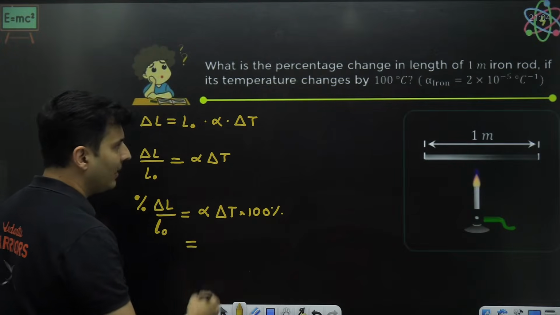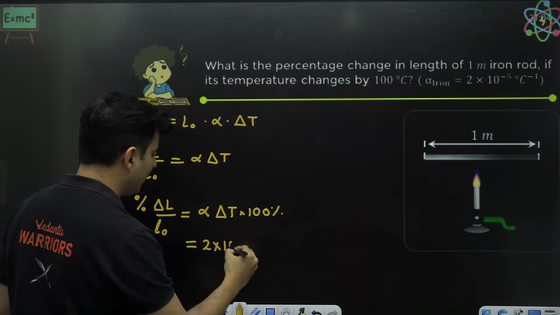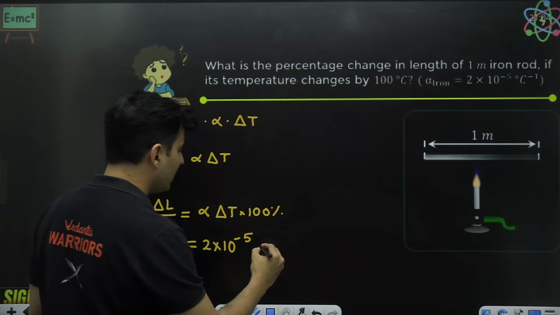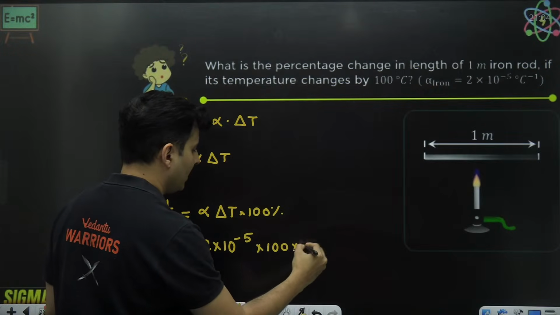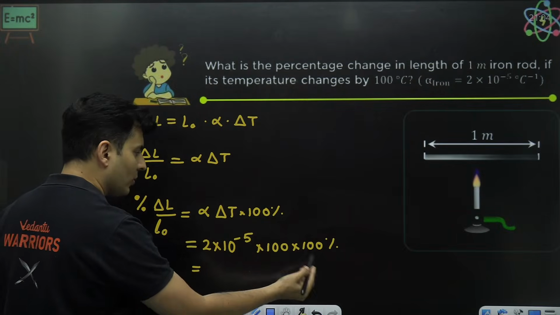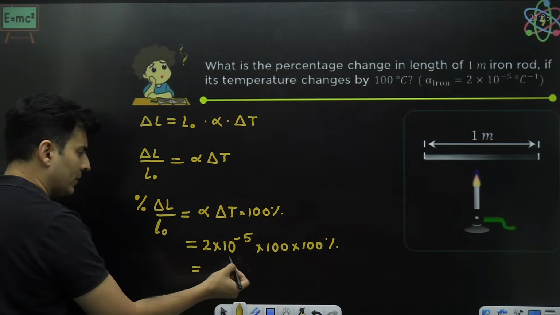So the value of alpha is 2 multiplied by 10 to the power minus 5. Then temperature change is 100 and that 100 will also be there over here. So the power of 10 is 4 over here. 2 zeros and 2 zeros is 4 zeros.